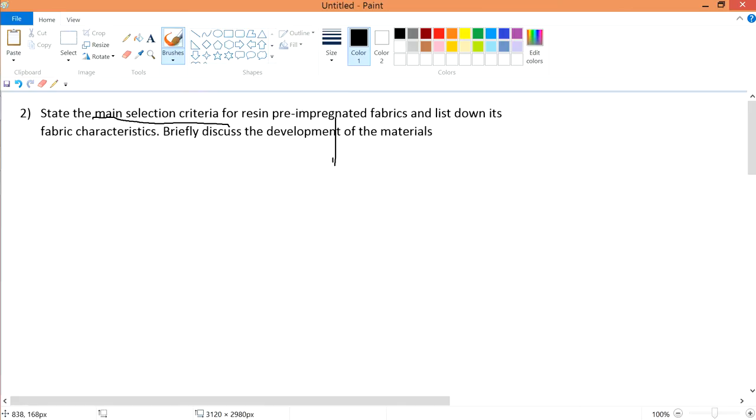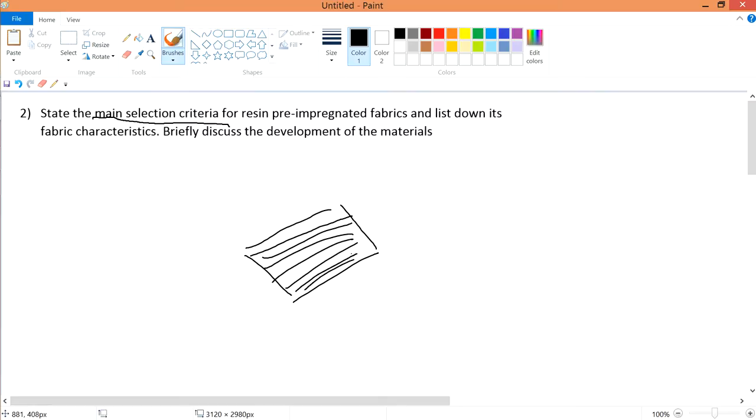by fibers. So in other words, your resin, something like this, is pre-impregnated, meaning that it's being put inside with certain fibers already. And this whole thing is a form of a fabric. Okay, it's a form of a fabric. And it lists down its fabric characteristics, discuss the development of the materials. So it's quite a heavy thing if you don't understand anything, which is what I currently am right now.